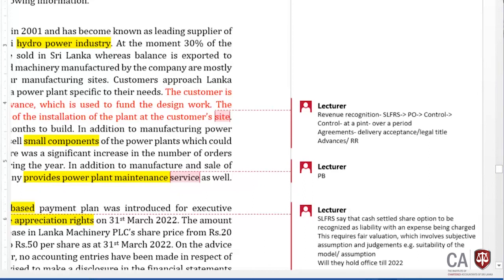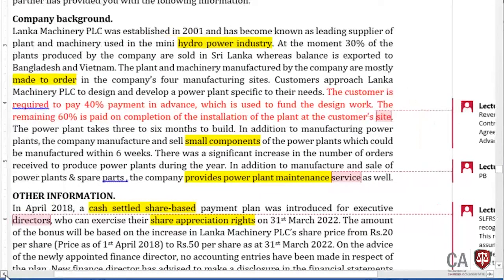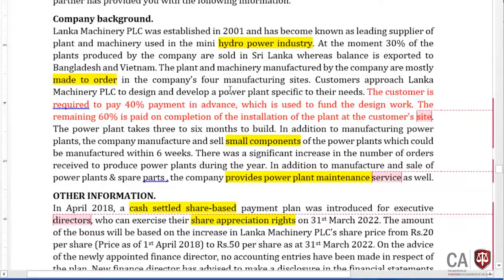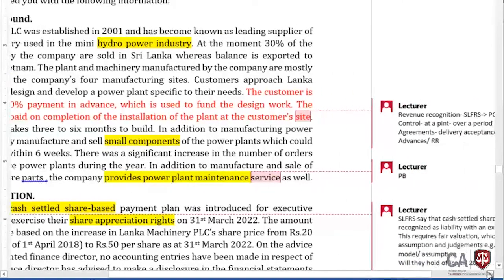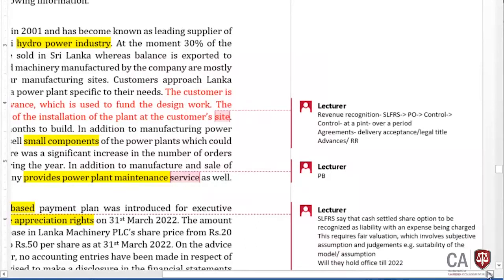Revenue recognition. Then in very simple English, what is the issue? The key issue is there is a possibility that the advance can be recorded as revenue, as the company receives 40% of the advance early, at the design work, and the balance after completion. Therefore, there is a risk that the full advance can be recorded as revenue at the time of receipt.